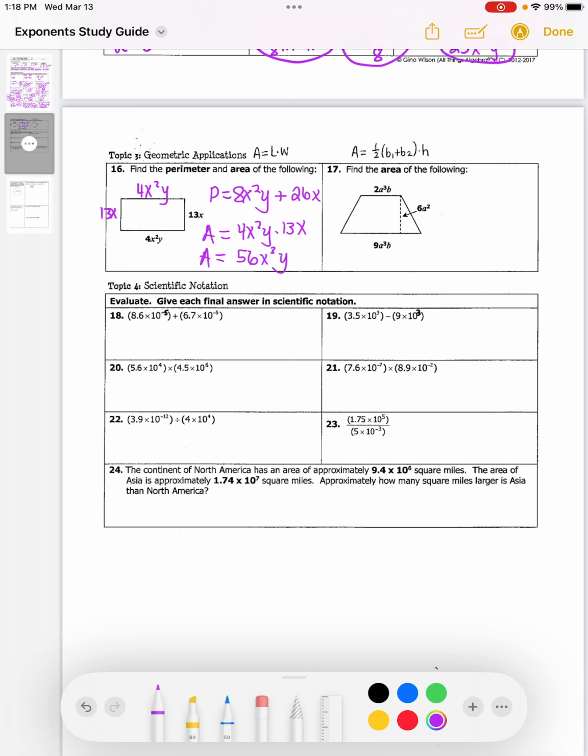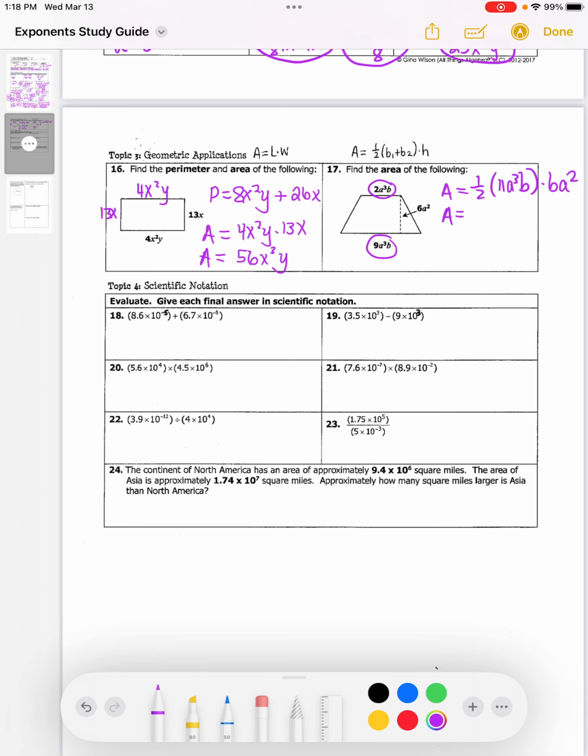The area of a trapezoid is a little bit trickier. We've got here double bases. We've got base 1 and base 2, and the formula is take 1/2, multiply by the sum of the bases. So we add these two together. 2a cubed b plus 9a cubed b is 11a cubed b. And then we multiply that by 6a squared.